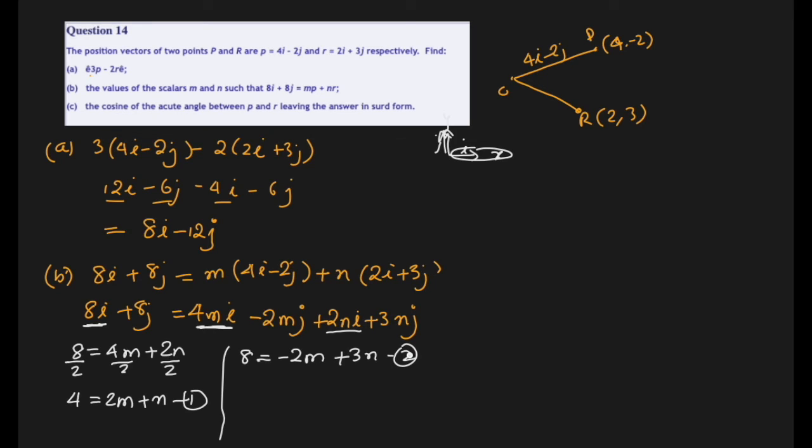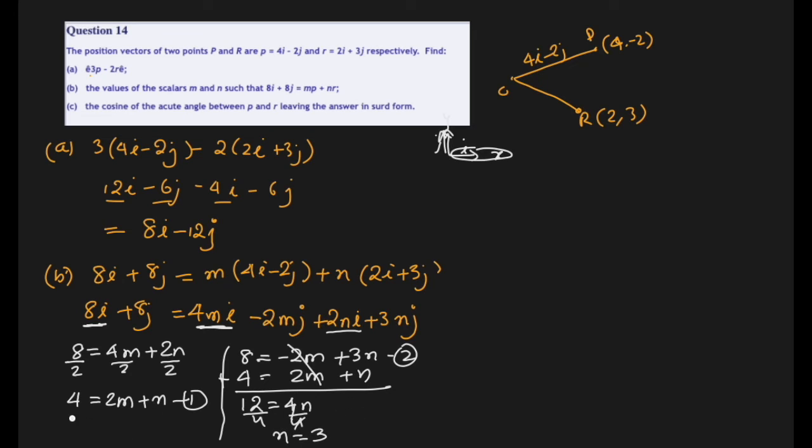Now we can use the elimination method for this. Let's write 2m here. Just write number 1 under number 2, equal to 2m plus n, and add the two equations. Add, why? Because they have opposite signs already, so we don't have to subtract. They cancel out. 12 equal to 4n, so divide by 4, n is equal to 3.